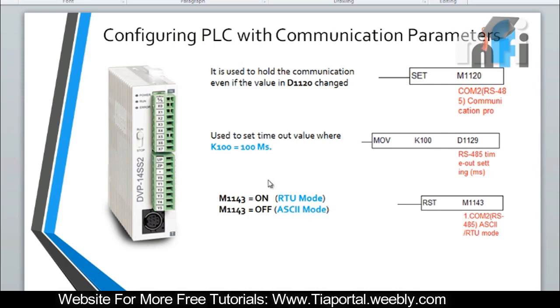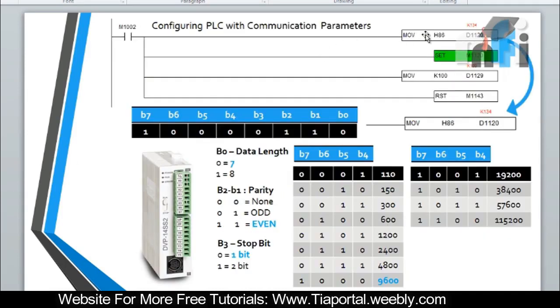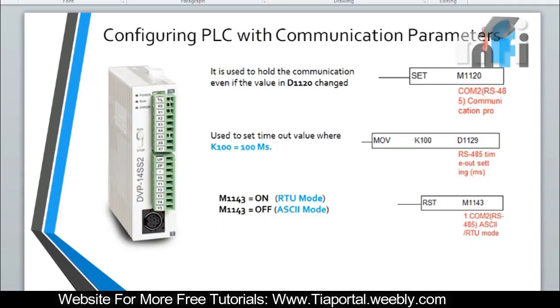Okay. Now comes memory bit M1143, which is again a default bit, which says that if it is on, then your mode is RTU. If it is off, it's ASCII. So our requirement is ASCII mode, so we have to reset that. So our first program, this area of program, this length of program has been defined. We have understood each and everything. Okay. Now let's move beyond.